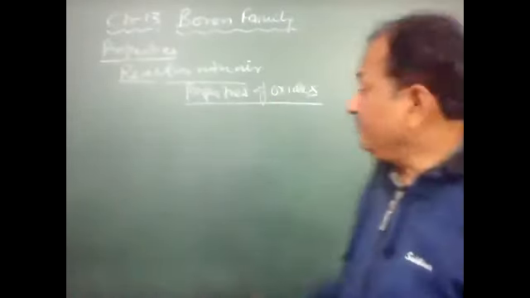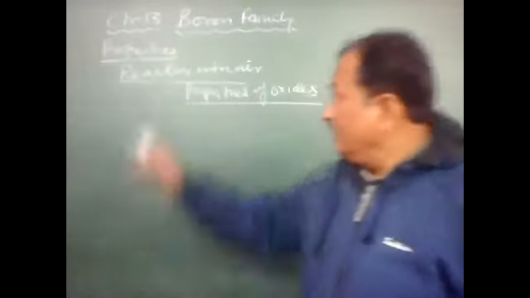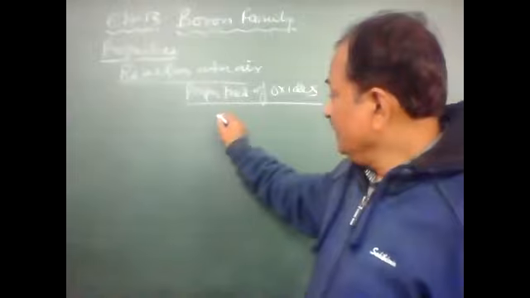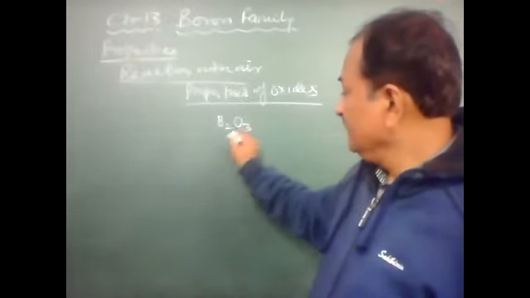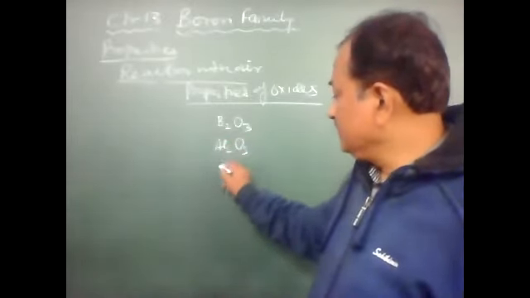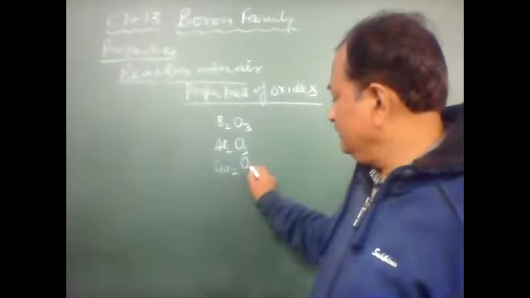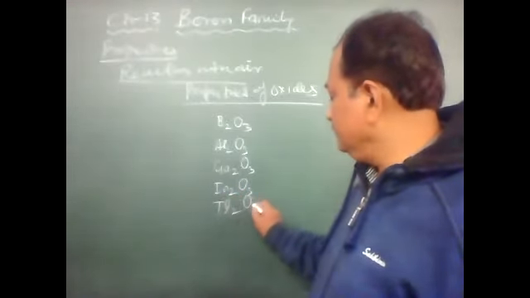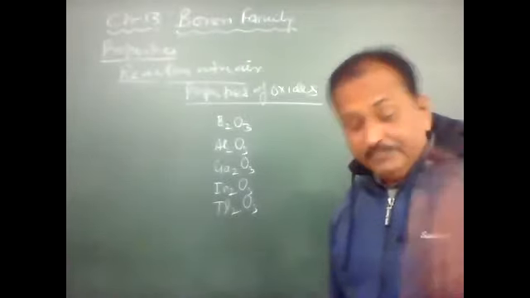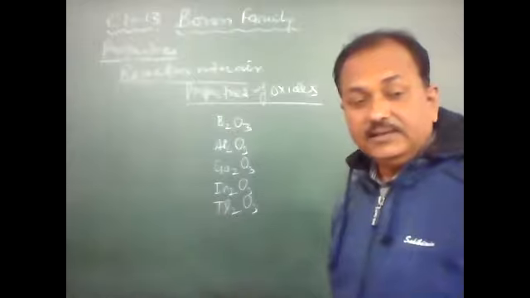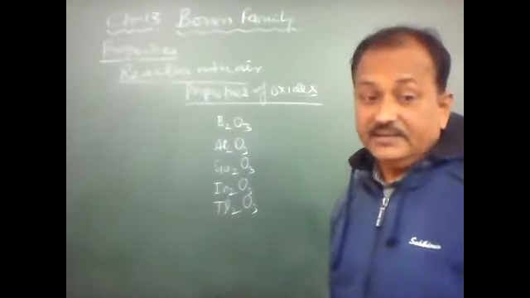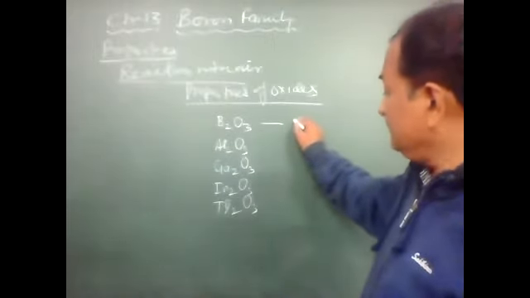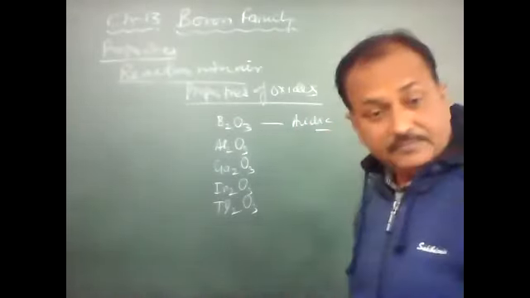Now children, I am coming to a very important part, properties of oxides. When the metal elements react with oxygen or air, there is also oxide formation. Here we have B2O3, then Al2O3, then Ga2O3, In2O3, and Tl2O3. This is one point, but it is a very important point. You must have heard the word amphoteric in class 10. You know acidic, you know basic. Here this boron oxide is acidic in nature.